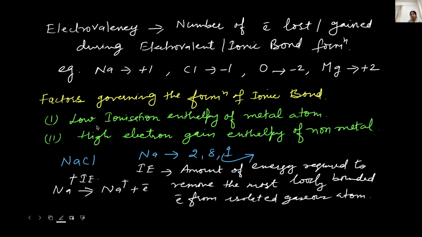This must be low. This must be low means when you have to remove the electron from the sodium atom, the energy required must be minimum, so you can do the process easily. Okay. So the low ionization enthalpy of metal atom should be there for the formation of ionic bond. And metals, students, have low ionization energy.